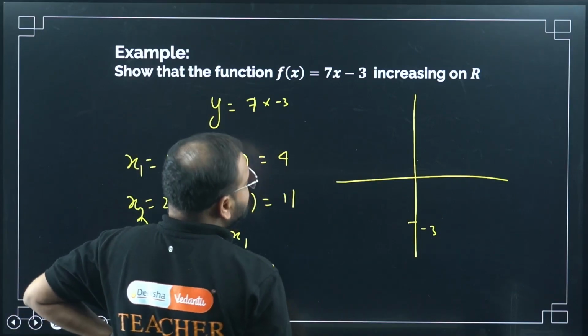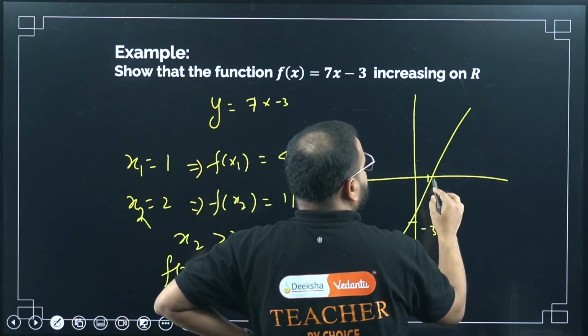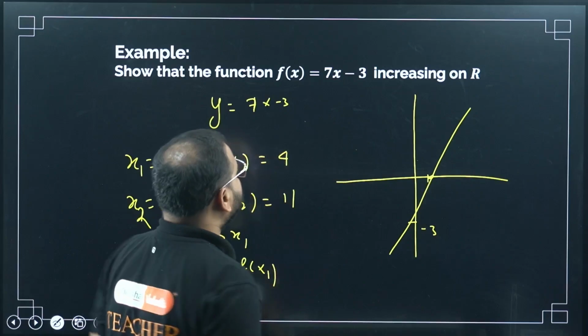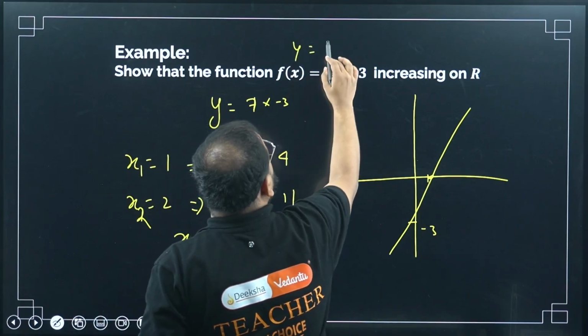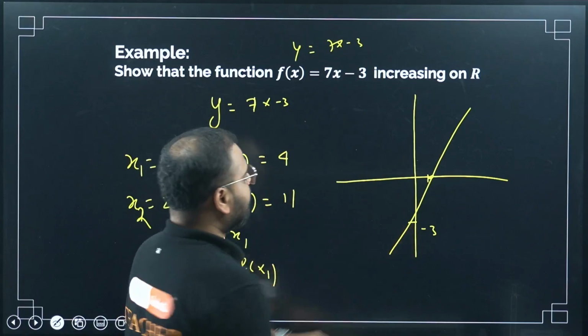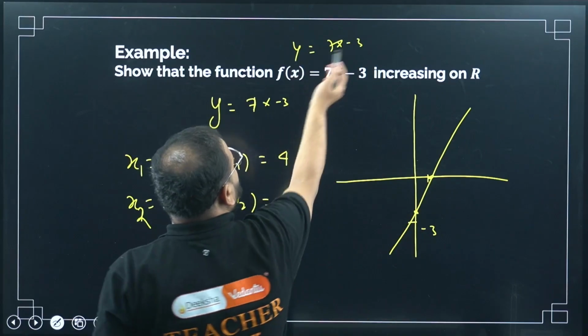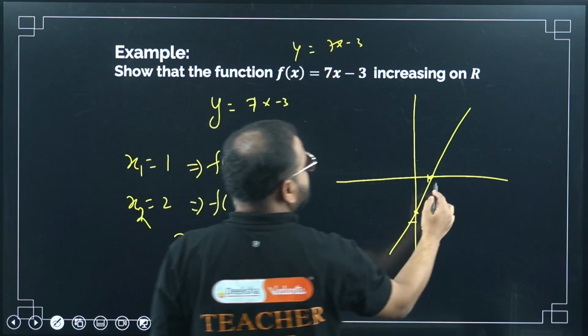3 by 7, I guess. 3 by 7 will be somewhere here. So this is my curve. Now if you look at this function, I'm saying that y equals 7x minus 3 is there. Put x as 0, y is minus 3, somewhere here. Now put y as 0, x will come here, so 3 by 7. This is 3 by 7.